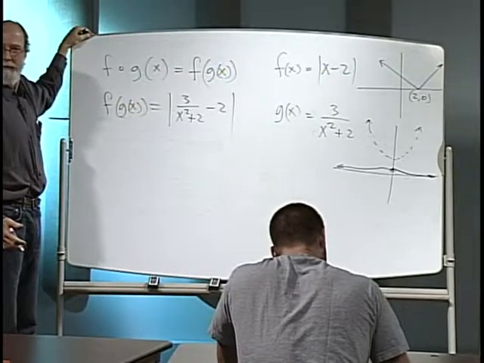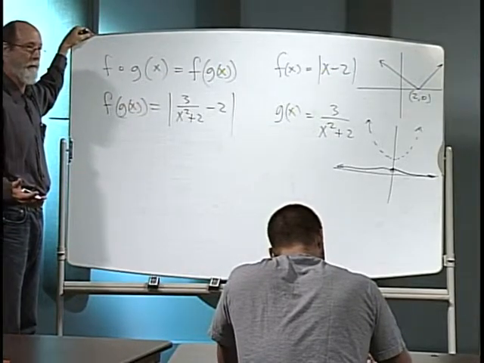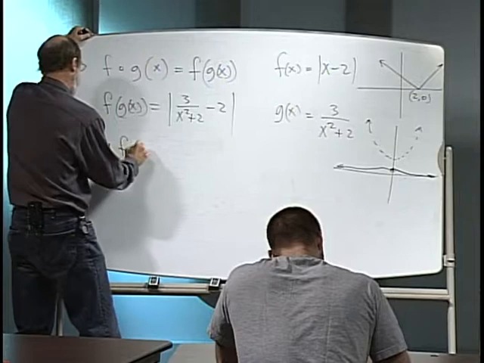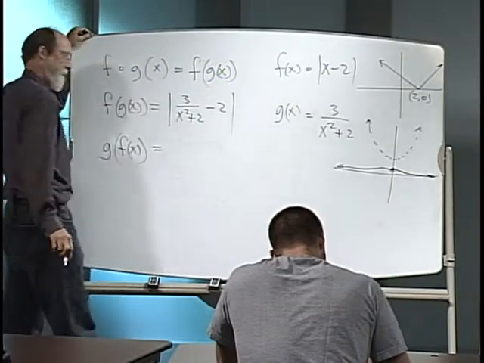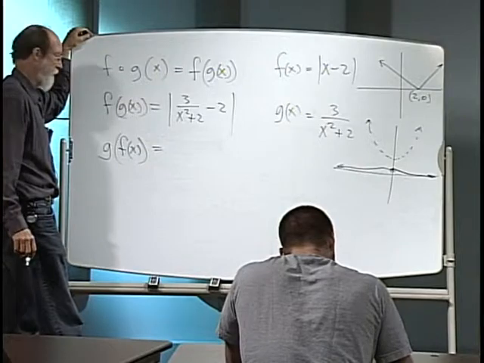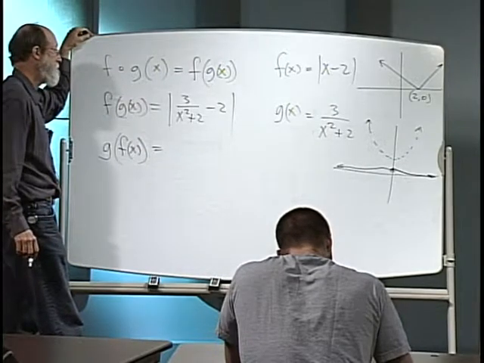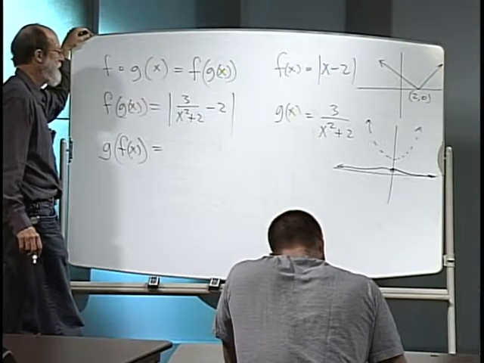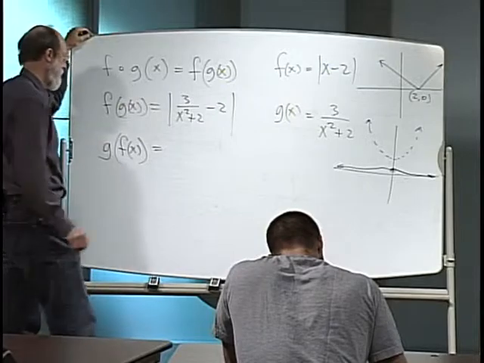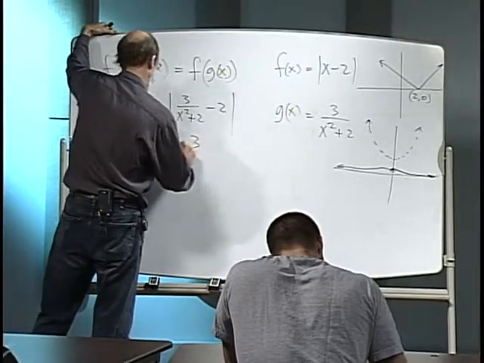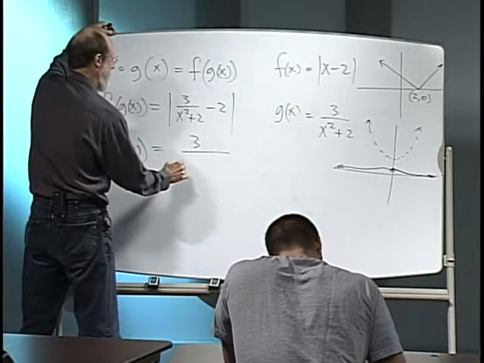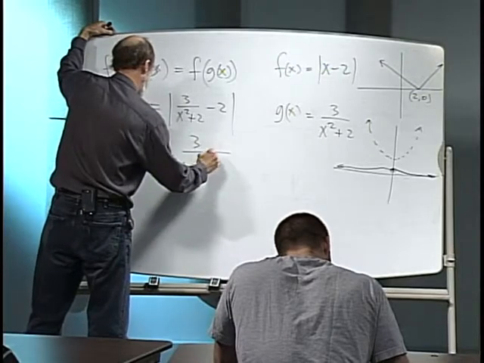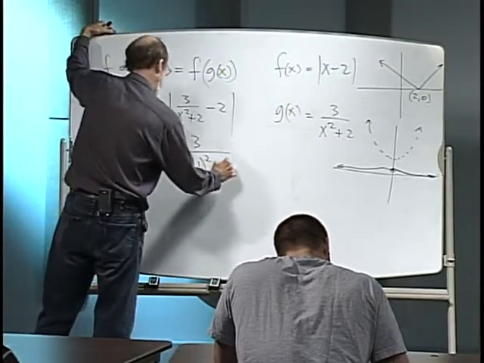This isn't too tough, is it? Composition stuff. Let's reverse it. Let's take g of f of x. You folks go ahead and write down what you should get. So we have the g function, which is 3 divided by its input being squared. So we take the absolute value of x minus 2, and we have to square that quantity, and then add 2 to it.